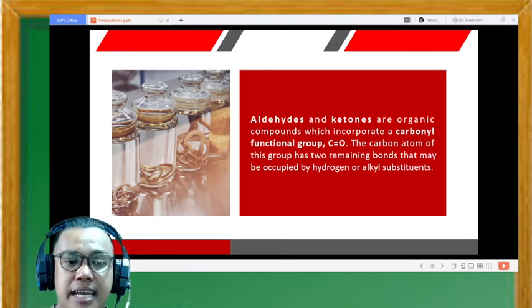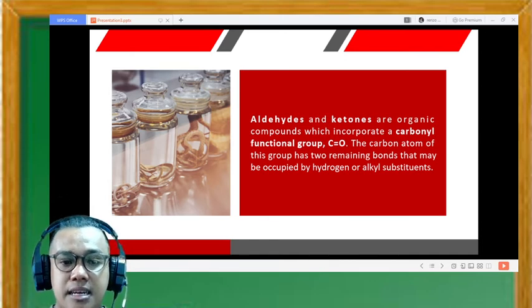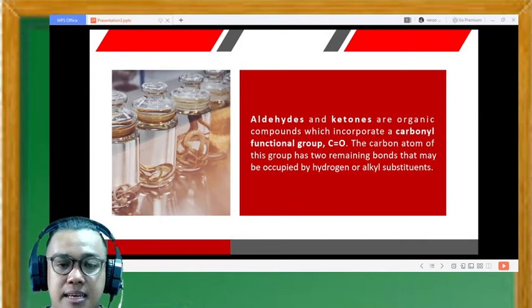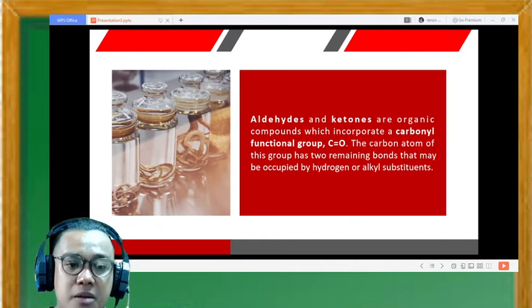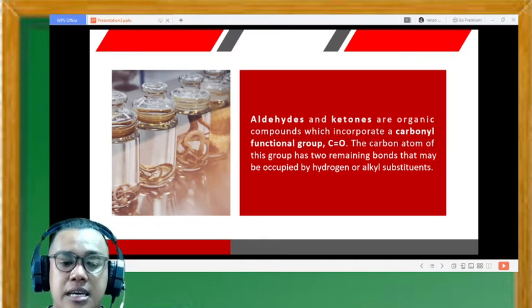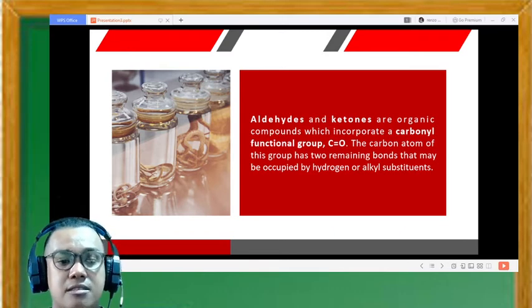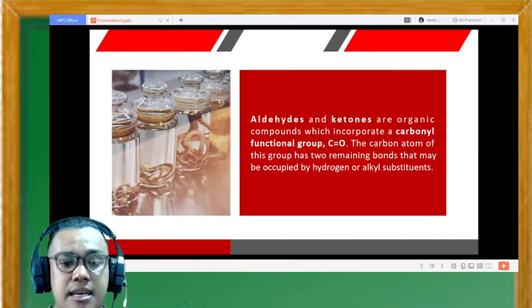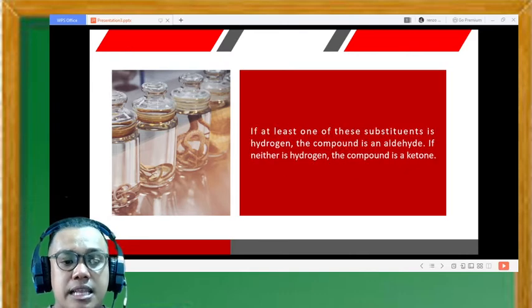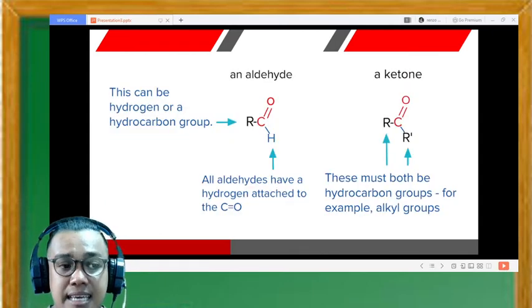Aldehydes and ketones are organic compounds which incorporate a carbonyl functional group. So again, aldehydes and ketones belong to the carbonyl functional family, or the group of carbonyl. The carbon atom of this group has two remaining bonds that may be occupied by hydrogen and alkyl substituents. If at least one of the substituents is a hydrogen, the compound is an aldehyde. If neither is a hydrogen, the compound is a ketone.